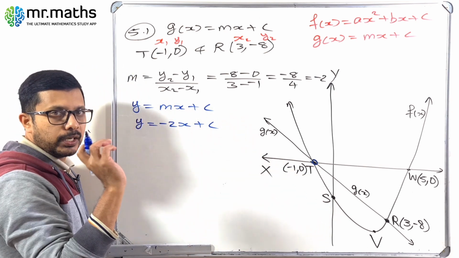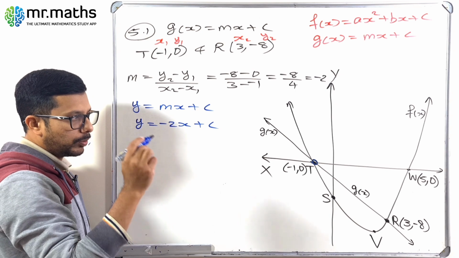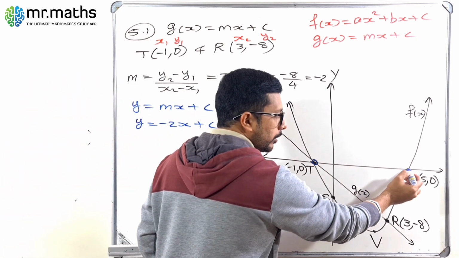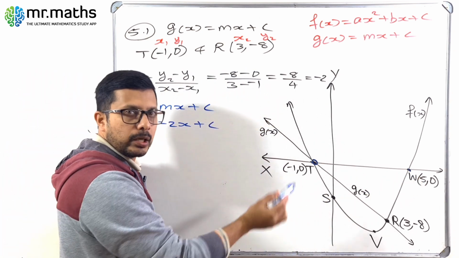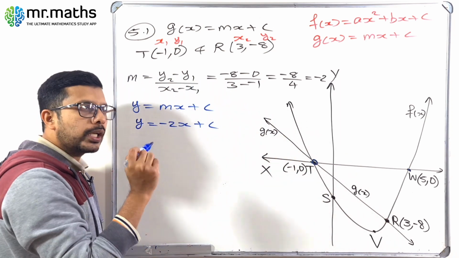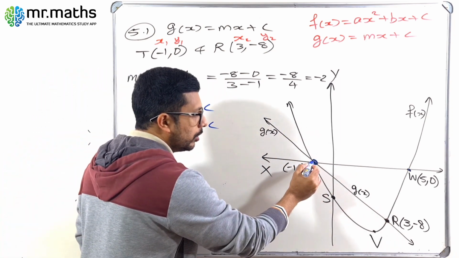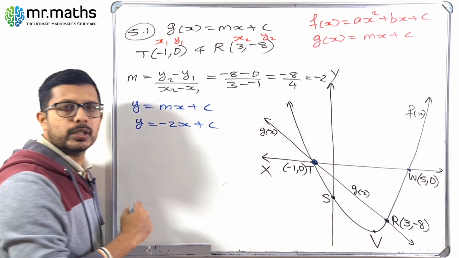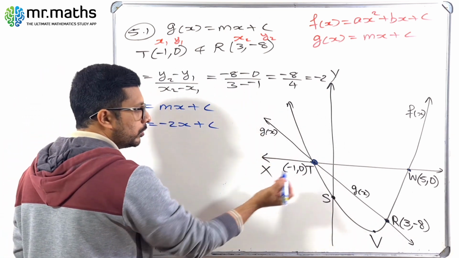Only one thing, you must substitute points that lie on the line. You can't substitute this point, because that point is not on this straight line. Am I right? You can substitute either this point or this point, because both points are on the straight line. So I'm going to substitute this one.